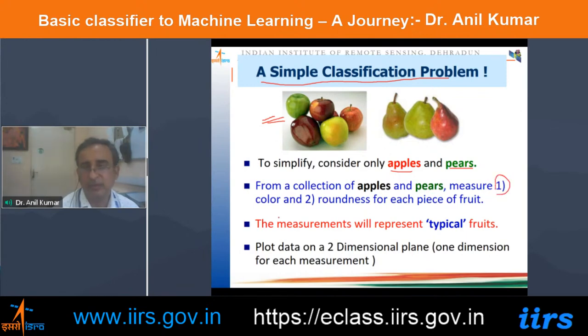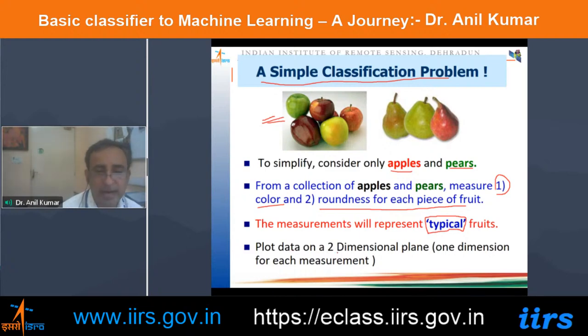Suppose first is color and second is roundness of each piece of fruit. That means its shape, which is in the form of round shape. The measurements will represent a typical fruit according to the measurement data we get for apples and pears. For color and roundness, we may get a unique type of these parameters, which can be called the signature of that fruit.